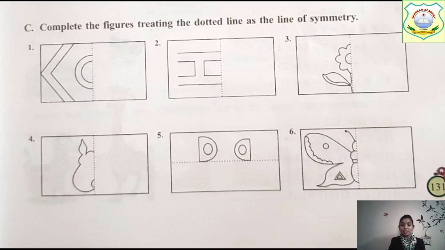Now in question number C, you can do this on your own. It's very easy. Complete the figure treating the dotted line as a line of symmetry. Now here, on the dotted line given, you have to see that whatever is made on the left side, exactly the same you have to make on the right side also. Like for example, I'm showing you one, then the rest of the questions you can do on your own. Now see, here you have to make this half circle, then here again a half circle. Now here you need to draw like this. As it is given, you have to make it in the same way.